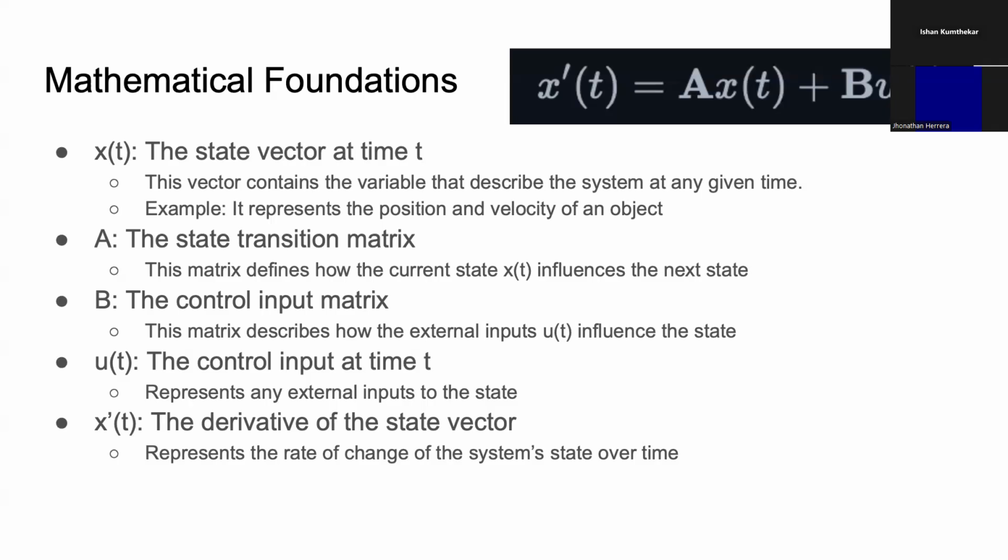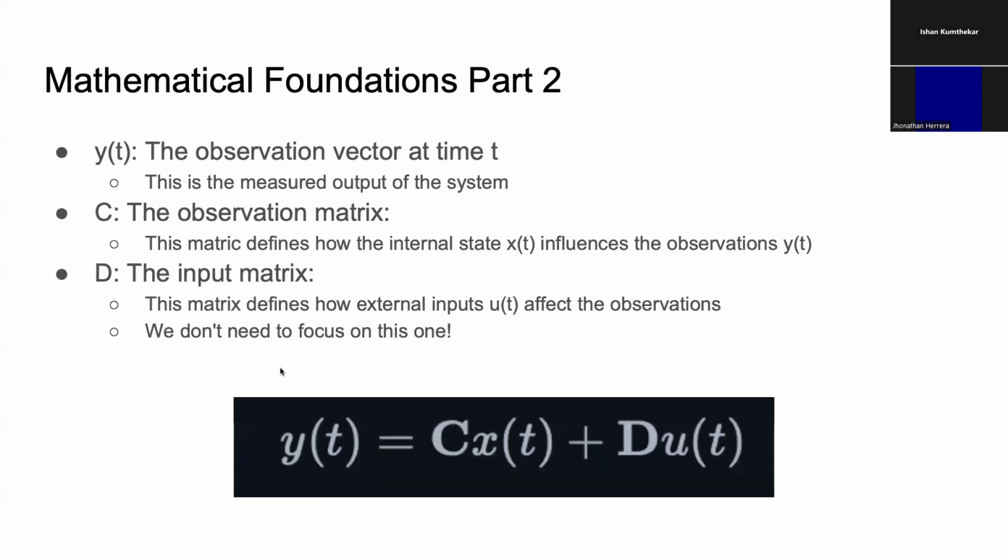I'm going to show an example, so you guys have an idea. This is part one of the equation, and part two is a lot shorter. y is the observation vector at time t, pretty much the whole output. C is the observation matrix. This matrix defines how the state x influences the observation y.